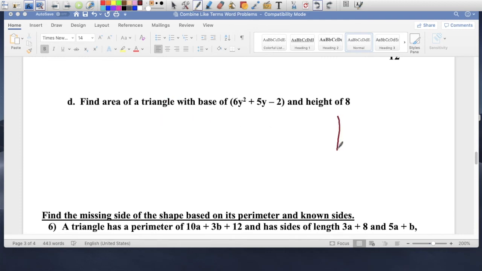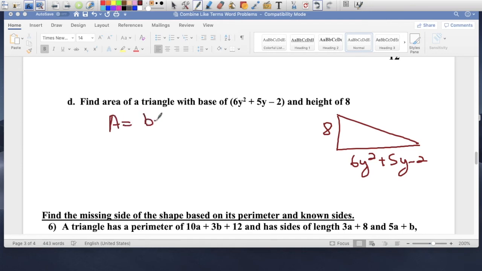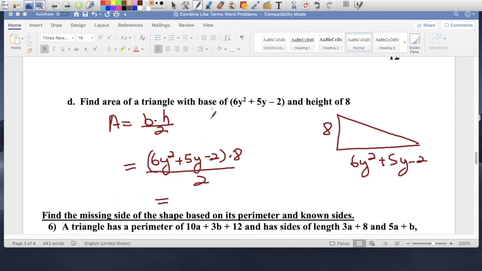Again, another triangle problem. So it's a triangle, and let's draw it out. So the height is 8, and the base is 6y squared plus 5y minus 2. Again, area equals base times height divided by 2. So the base is 6y squared plus 5y minus 2 times the height, which is 8, divided by 2. So the 8's on this side instead of this side. No big deal, right? Again, can you simplify before you multiply? Yeah, we can simplify this 2 and the 8, and that's going to become a 4.